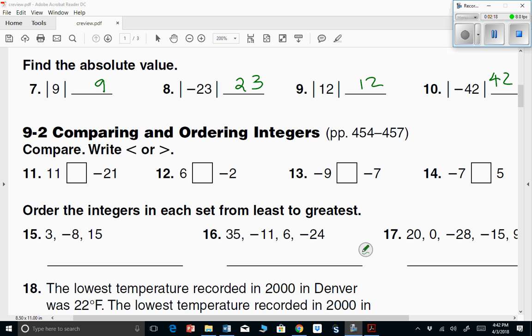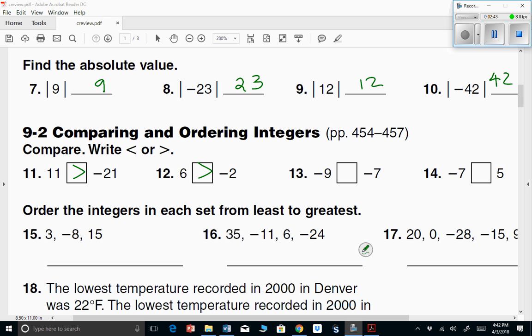For section 9-2, you have to write less than or greater than to make the statement true. Some kids have a little bit of trouble with this when it involves negative numbers. Picture the number line if you have trouble with it. Obviously, any positive number is greater than any negative number. Again, a positive is always greater than a negative.